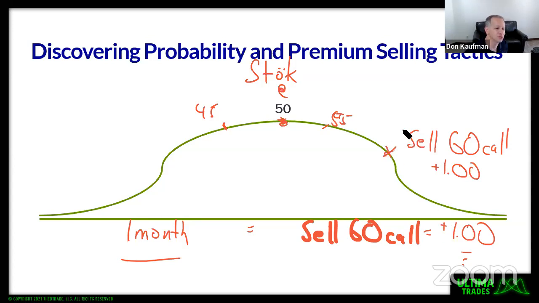What happens if the stock goes right up to 60? You go, I wet myself. Okay, but the stock goes to 60, nothing. You still keep the $1. When do you start to lose money? You start to lose money at 60 plus the $1 you collected. So at 61 is your effective break-even point.